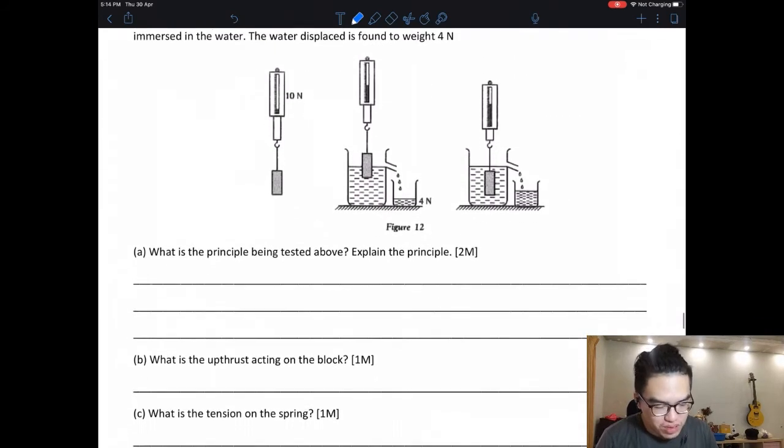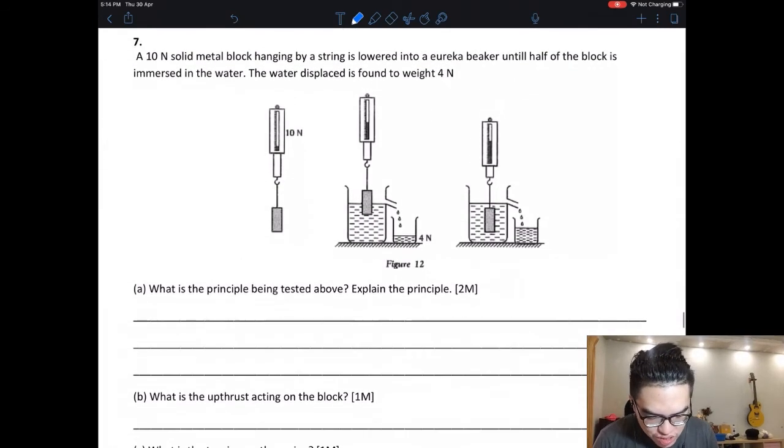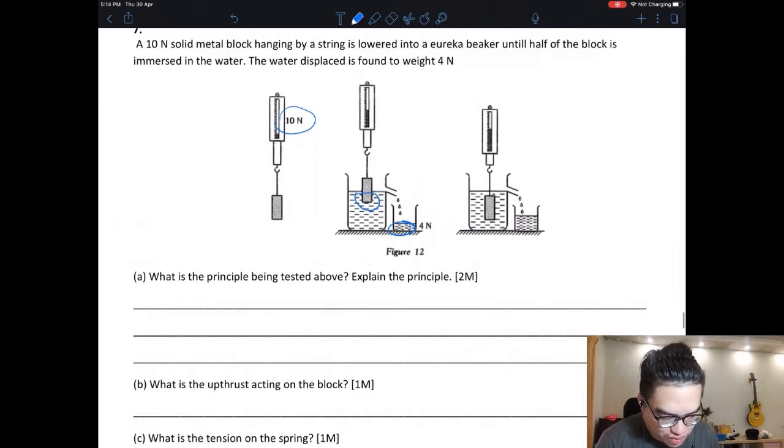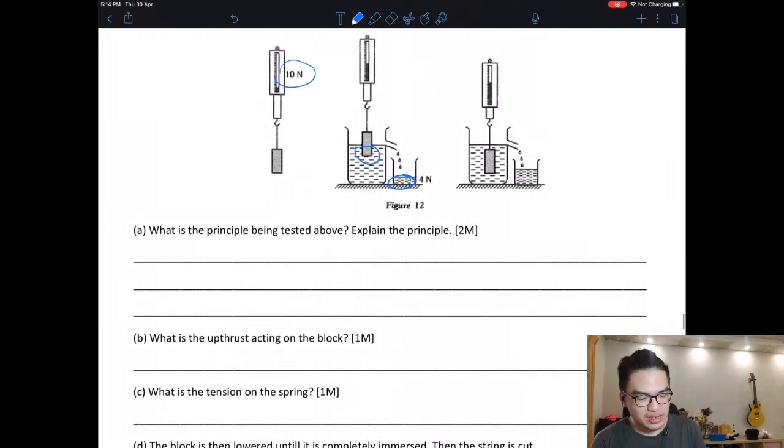Okay, now Archimedes. So this is 10 Newton. When it pushes out 4 Newton of water, what's the upthrust? You see, this is half submerged. So the water displaced is found to be 4 when I submerge half. So when I submerge fully, I should get 8. So when I push back 8, this should be 2 Newton. 10 minus 8.